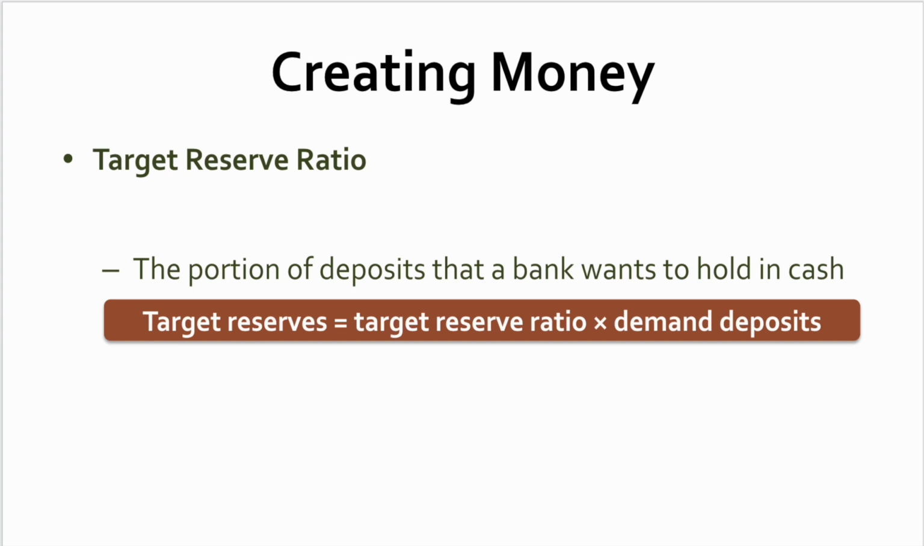Now, we have this concept of the target reserve ratio, and that's the portion of deposits the bank wants to hold in cash. So it needs to hold a certain amount of cash, and that certain amount is usually a percentage of its total. Now, the target reserve is really based on a target reserve ratio, say 10%, times the amount of demand deposits.